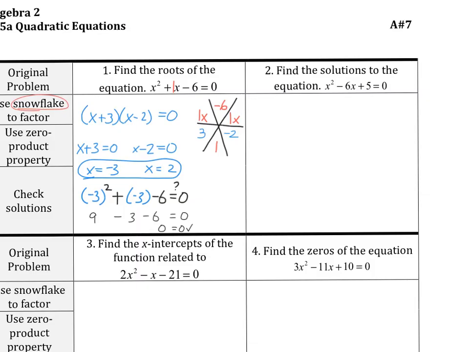Another thing I would like to point out is the variation of instructions. So just to give you a heads up, number 1 says, find the roots of the equation. Number 2 says, find the solutions of the equation. Number 3 says, find the x-intercepts of the function related to this. And lastly, find the zeros of the equation. So all of these, roots, solutions, x-intercepts of the function, zeros, they're just funny ways of saying the same thing. The same thing being, solve it.